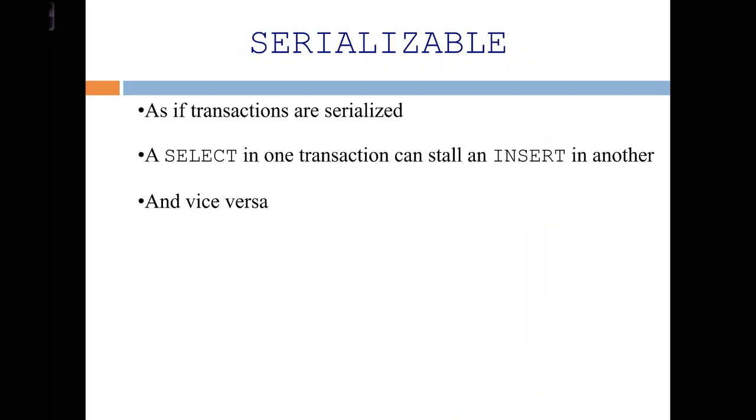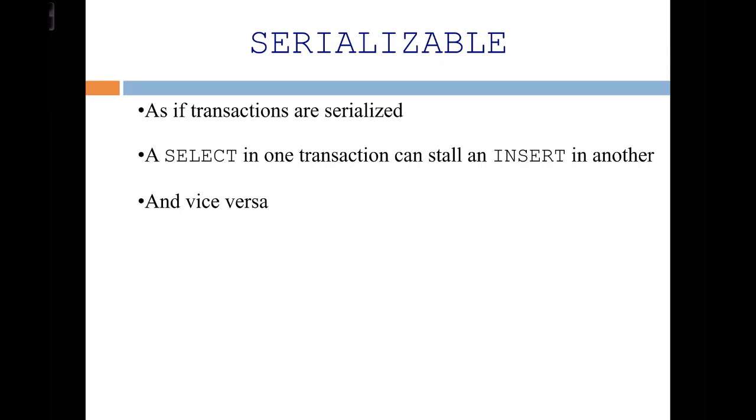And finally, the serializable isolation level. This one means that transactions at this level must behave as though they were serialized with respect to each other. Or in other words, one of them runs and then the other one runs, not in parallel.